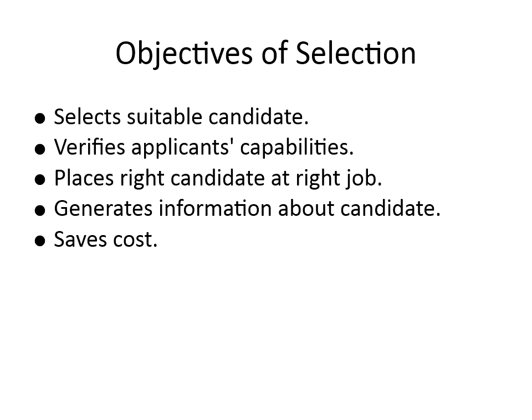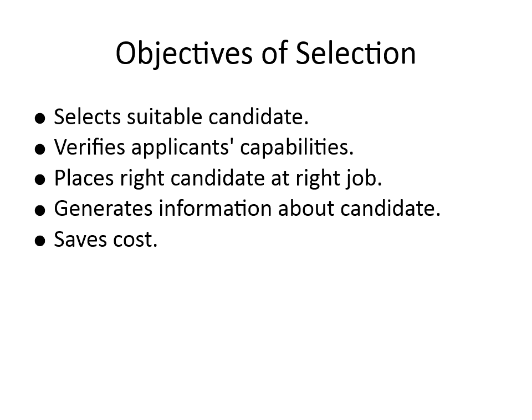The first objective, that is select suitable candidate. Selection process aims at choosing the most appropriate candidate who meets all the requirements of a position. The best candidate is chosen only after rejecting all the unfit applicants through a systematic process of selection. The second objective, verifies applicants' capabilities. Selection process helps to match job requirements with the applicant's profile in order to select the best candidate.